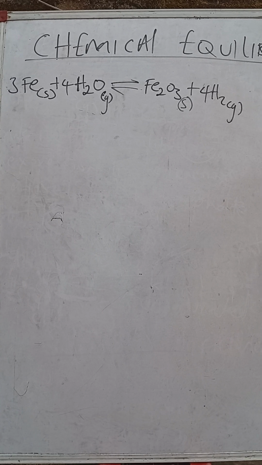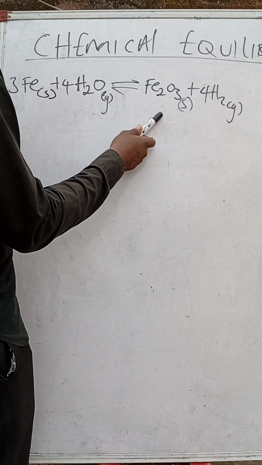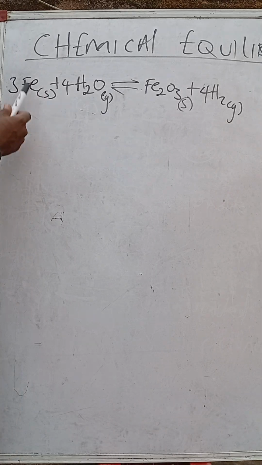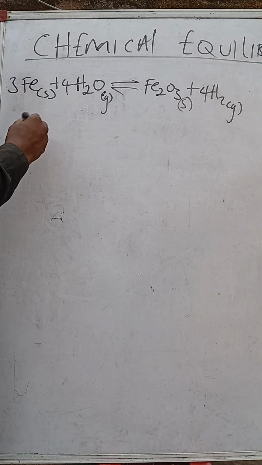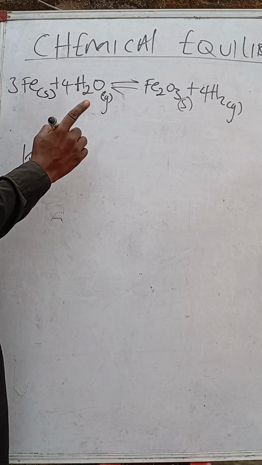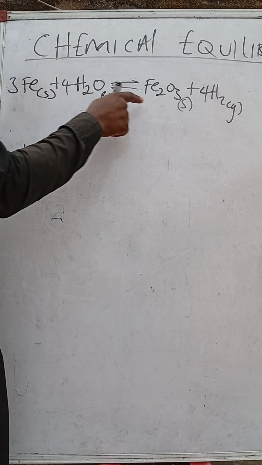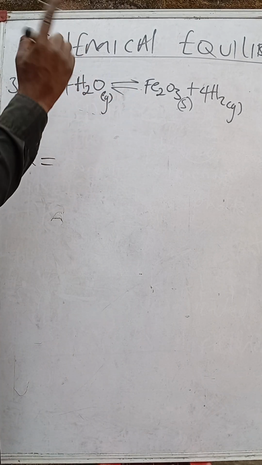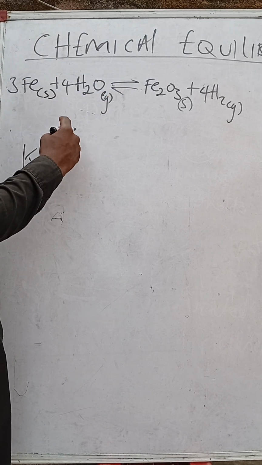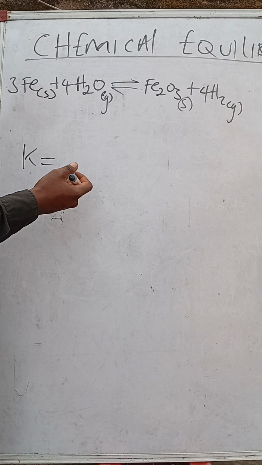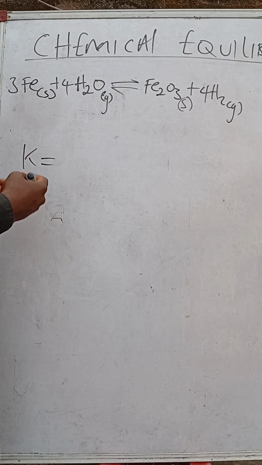Now, what will be the equilibrium constant expression for this reaction? For this reaction, you can see that this is solid, and this is gas and gas. In the equilibrium constant expression, solids and liquids are taken as unity. When I mean unity, I mean one. So what I mean is they don't affect the equilibrium constant. It is difficult to monitor the equilibrium of solids and liquids.